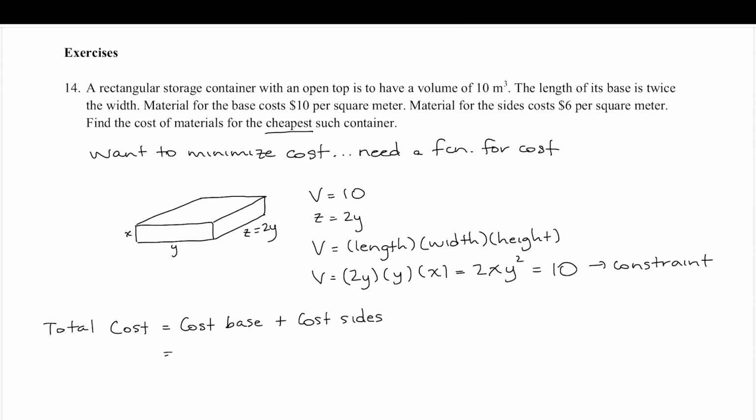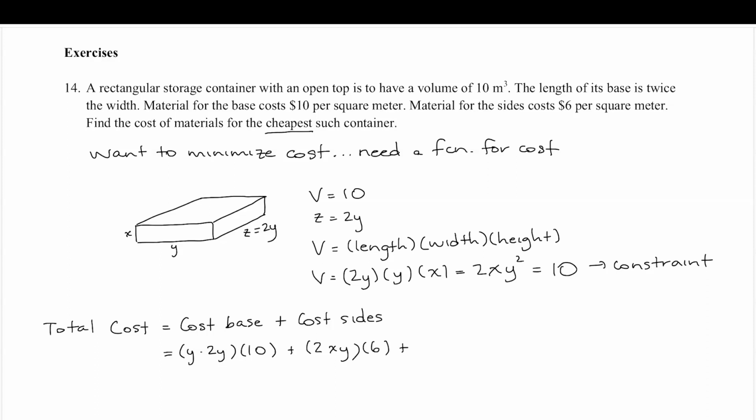So the base has dimensions y by 2y, and that costs $10 per square meter. So the area of the base is 2y squared square meters, and it's $10 per square meter. So 2y squared times 10 is going to get us the cost of the base. Now the sides, I have two sides, the front and the back, that are x by y area, and that costs $6 per square meter.